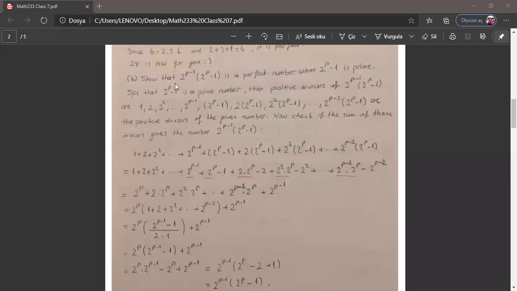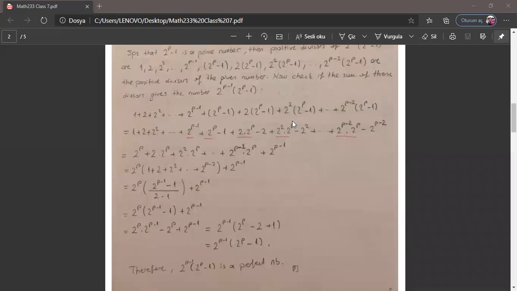Now, what do we do to check if it's perfect or not? We need to add them. We need to find the sum of these divisors and see if it gives us the given number or not. So we add them. Here we have 1 plus 2 squared plus 2 to the p minus 1, and this plus, now we distribute this 2 into the parentheses and get 2 times 2 to the p minus 2 here. 2 times 1 gives us minus 2. Do the same thing for the rest and get this.